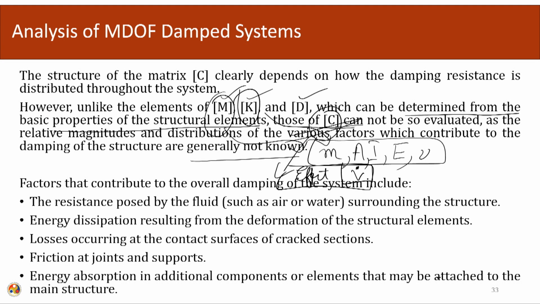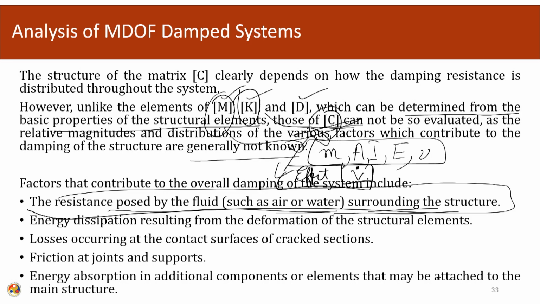The factors that contribute to the overall damping of the system include the resistance posed by the fluid, such as the air or water surrounding the structure. So, if there is a pocket of any type of fluid, air, water or any other viscous material, that will affect the damping in the system. Another factor is the energy dissipation resulting from the deformation of the structural elements.